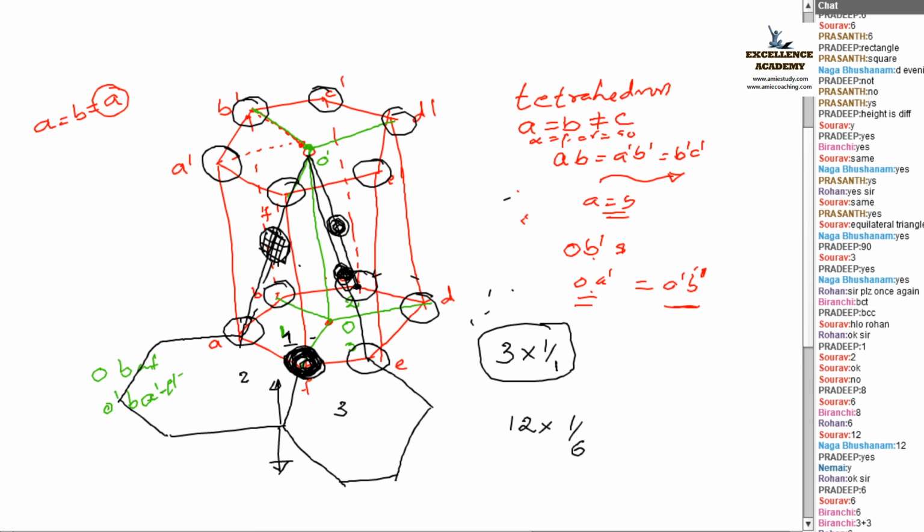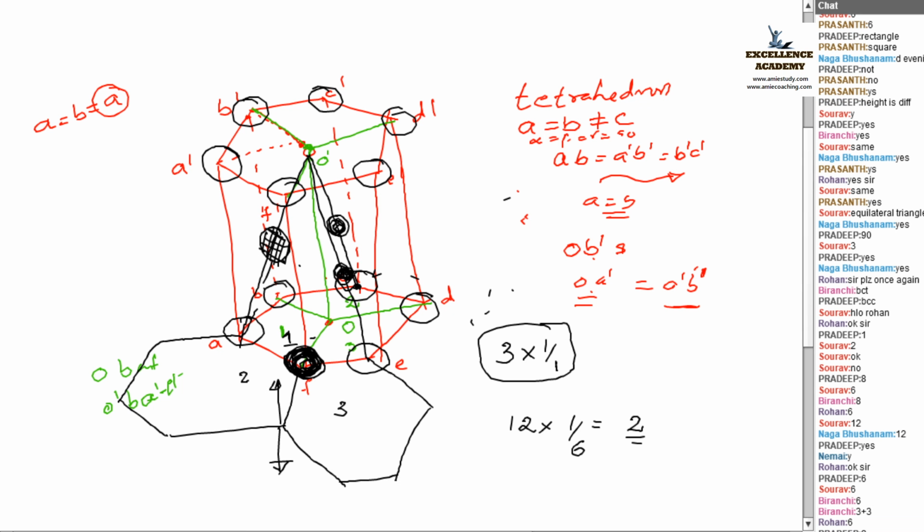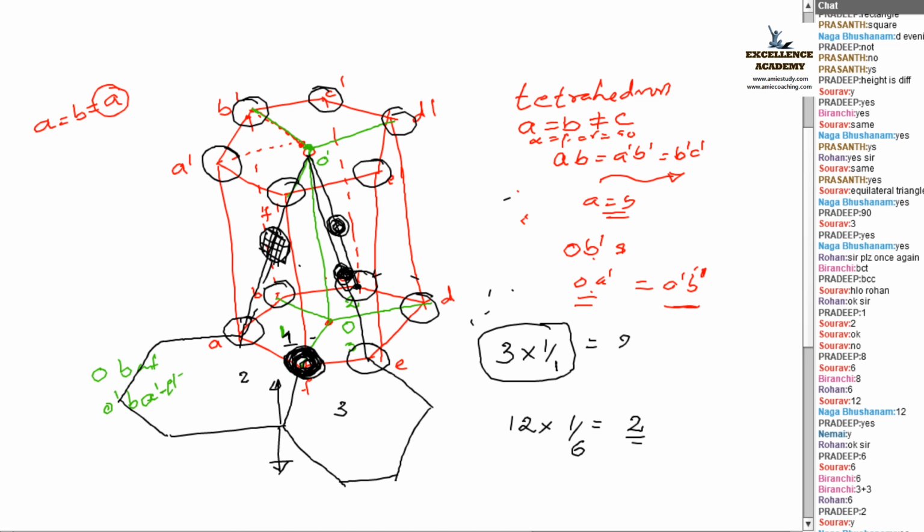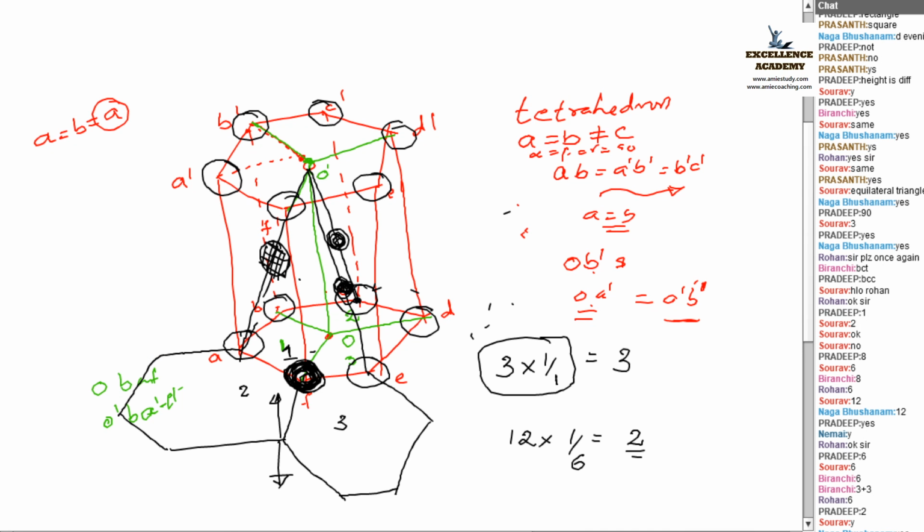Shared by how many unit cells? 6 unit cells. What is the number there? 2. Clear to all? So I got 3 body center atoms. Then corner atom, and then one more atom is also there. That is placed at the end faces.